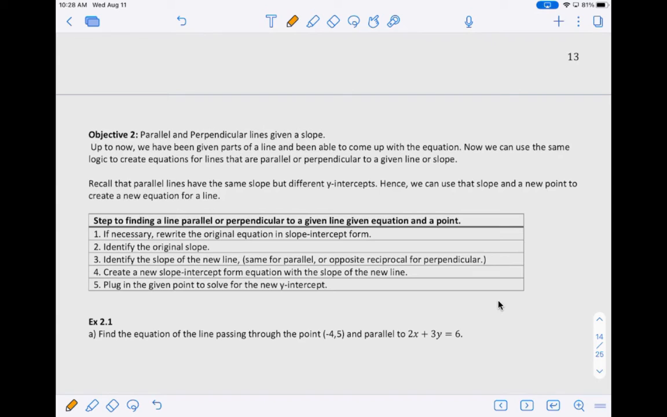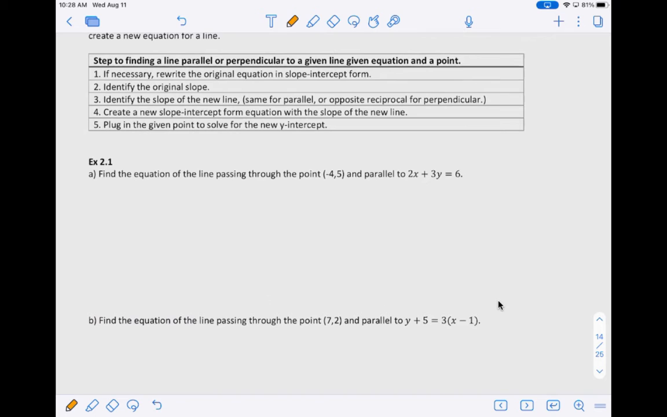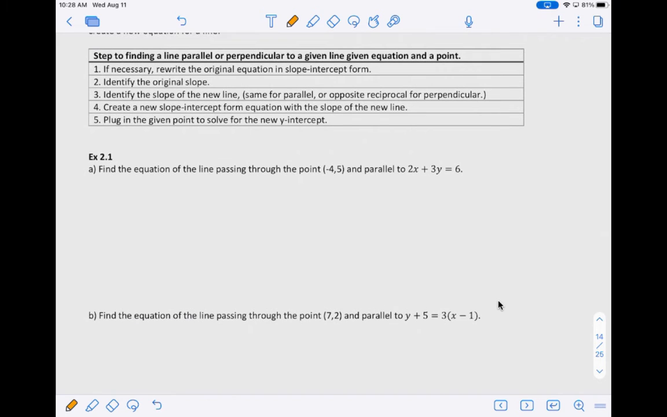All right, so in this video, we are now going to take an equation of a line that we have and find an additional line that's parallel or perpendicular to it. Okay, so 2.1. Find the equation of a line passing through the point (-4, 5) and parallel to 2x + 3y = 6. Now, we've seen this equation before.